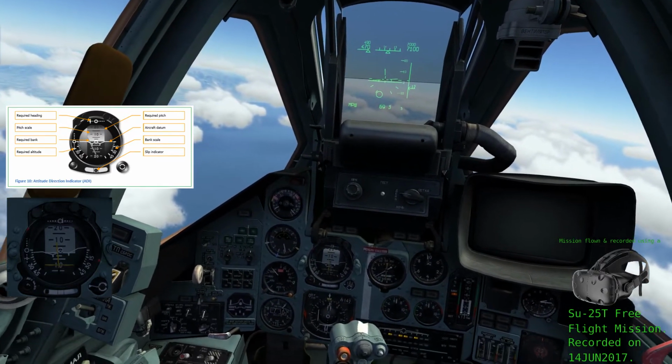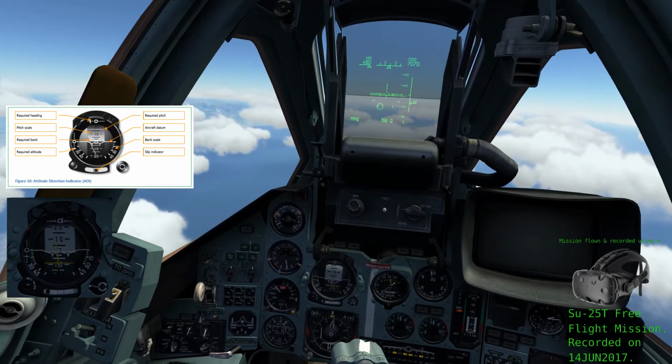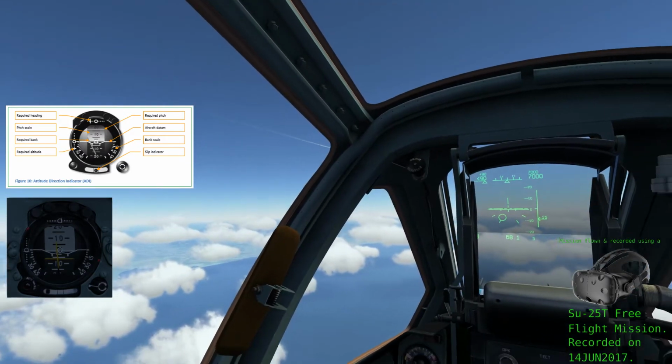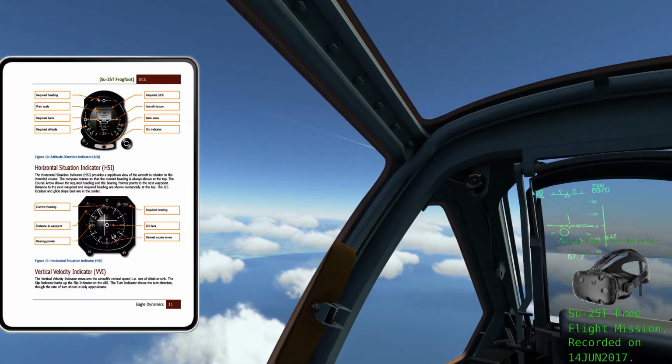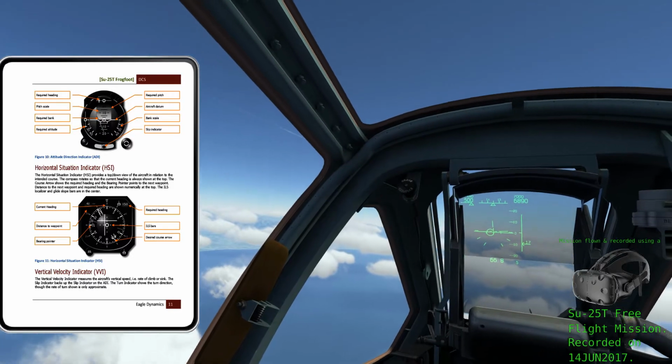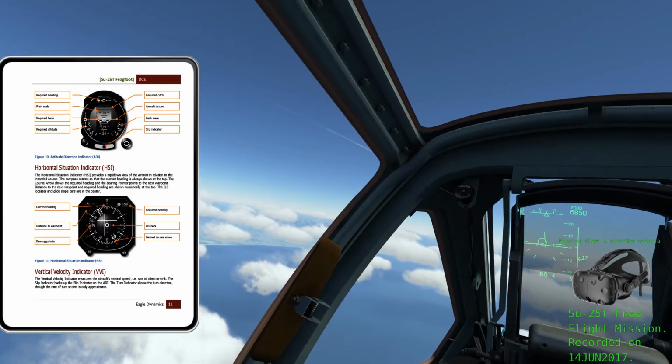Required heading indication and required bank indication, and the required, as it's called, pitch indicator, the yellow bar, and required altitude.